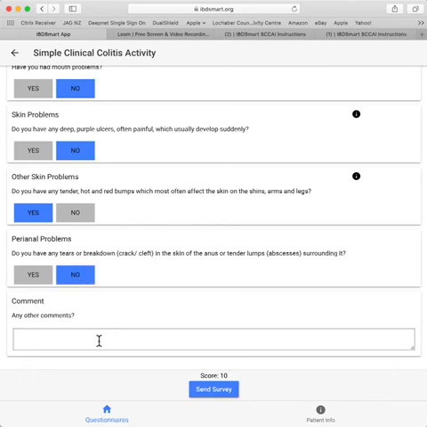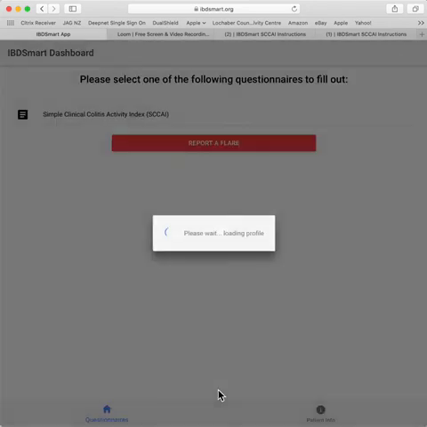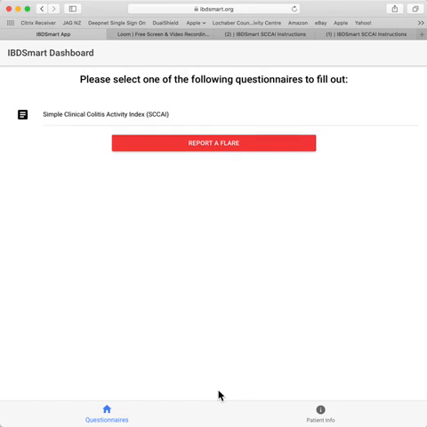Lastly, there is a comments box for which you can communicate anything you think we need to know. You will see right at the bottom there is a running total score, and once you are happy you have told us everything we need to know to help you, then you can press the Send Survey button. The total SCCAI score will then be emailed to the medical carer you have already nominated, along with a summary of the scores you have completed to date. Pressing this will also bring you back to this page, the IBDSmart Dashboard Startup page.